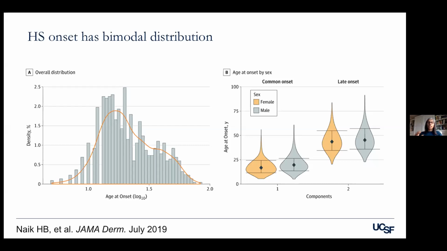So what we discovered in looking at a large number of patients in this data set in HS Progress, in whom we had patient-reported age of onset data, was that HS age of onset actually has a bimodal distribution similar to that which we see in psoriasis. And what we saw was that the first peak of cases really occurs in the late teens, with women presenting slightly earlier than their male counterparts. And then there's a second peak of onset in the mid-40s, with women and men presenting roughly equivalently.